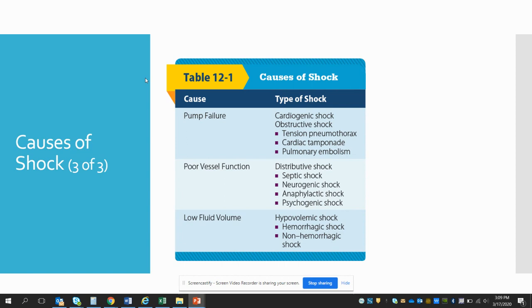But these are the different types of shock. You want to know not only what category they are, but also what the different types are that fall under that category. So just make sure you have a good understanding of these types and how they break down and what it is that they are affecting.